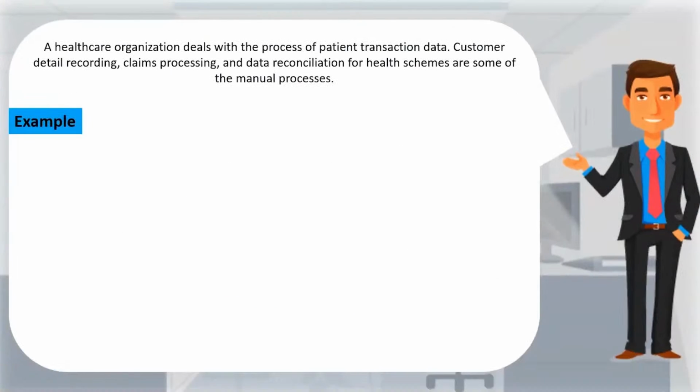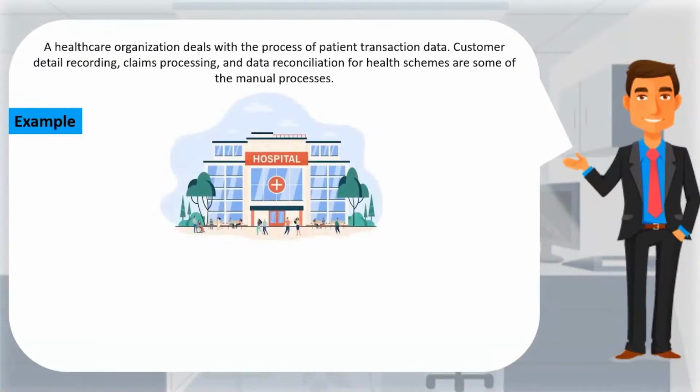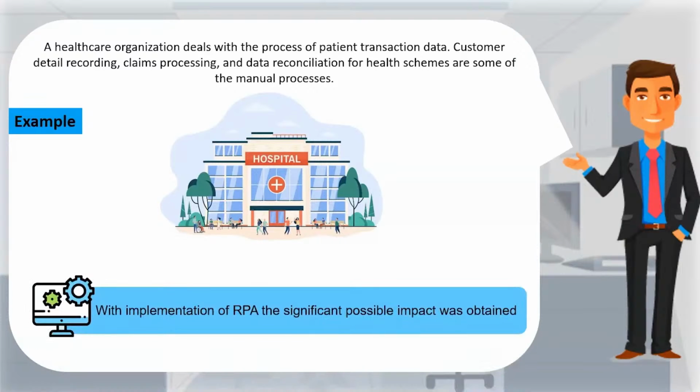Let's consider an example. Daily, a healthcare organization deals with the process of patient transaction data, customer detail recording, claims to the process, and data reconciliation for healthcare schemes are some of the manual processes they must streamline daily. The primary goal was to increase the efficiency of existing approaches to achieve greater accuracy with reduced turnaround time. Robotic process automation was implemented and the most significant possible impact was obtained. RPA platform handled claims, processing, and health data reconciliation program. Healthcare was able to reduce turnaround time with this solution.